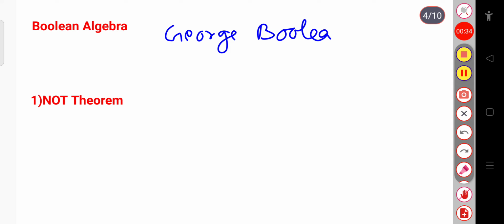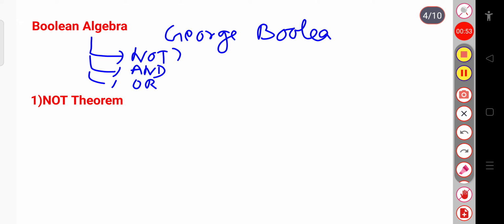This Boolean algebra was developed on the basis of three theorems, which we will see in detail. One is the NOT theorem, the second is the AND theorem, and the third one is the OR theorem. Basing on these three concepts, we will discuss further. So first of all, see the NOT theorem.